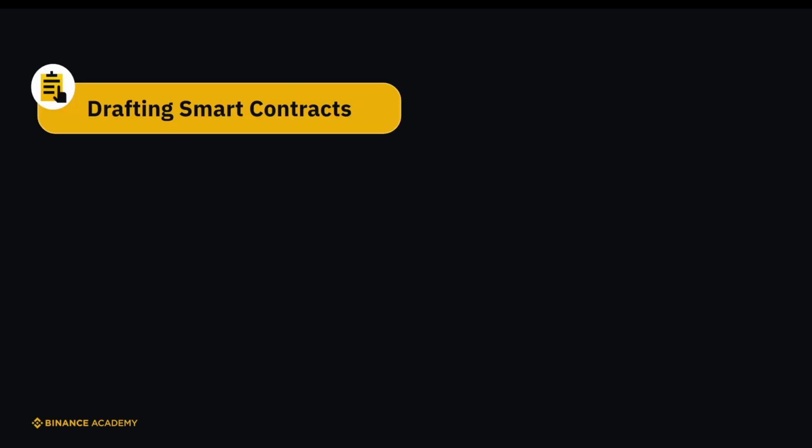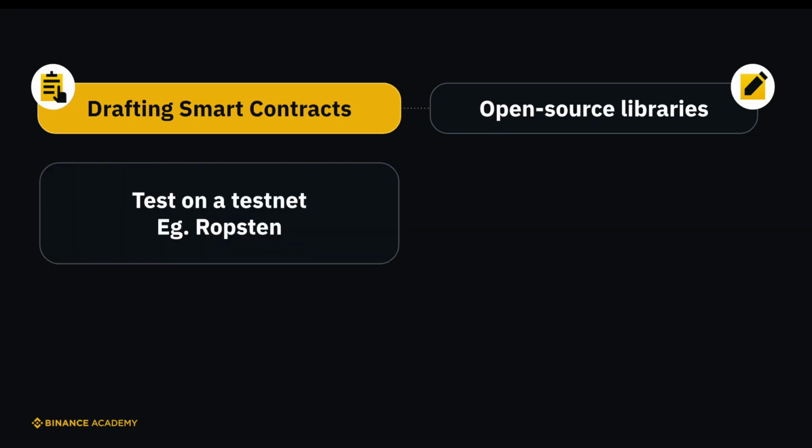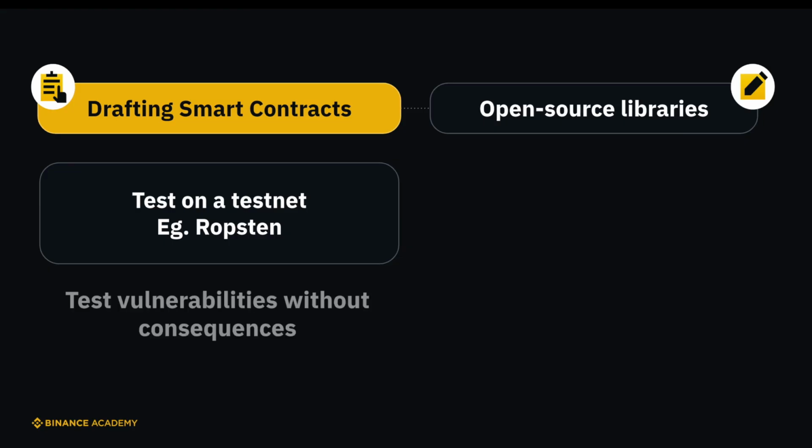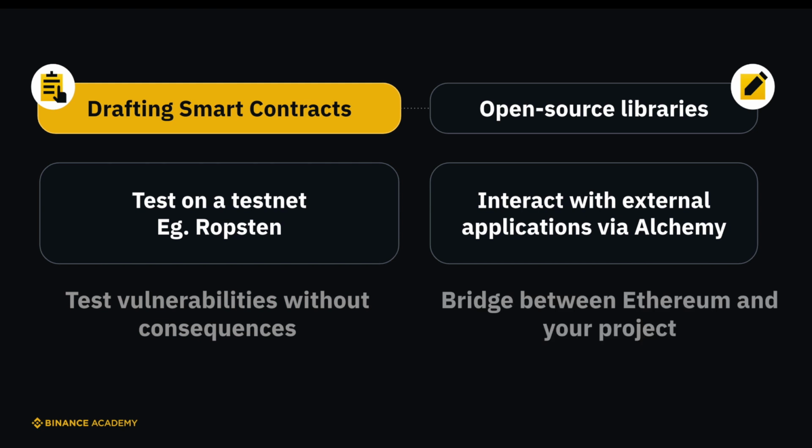Subsequently, you'd draft your smart contract. While it can be written from scratch, more often developers rely on open-source smart contract libraries. Before deploying your smart contract to the main Ethereum network, it's crucial to run your contract on a testnet like Ropsten. This allows you to test and find any vulnerabilities without real-world consequences. Additionally, to let your smart contract interact with external applications, you'd integrate tools like Alchemy, which acts as a bridge between the Ethereum network and your project.